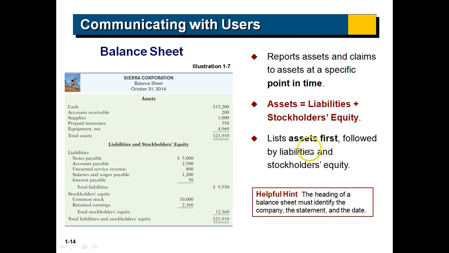Okay, so let's look at our bullets here. The balance sheet reports assets and claims to the assets at a specific point in time. Assets equal liabilities plus stockholders' equity. And it lists assets first, followed by liabilities and stockholders' equity.